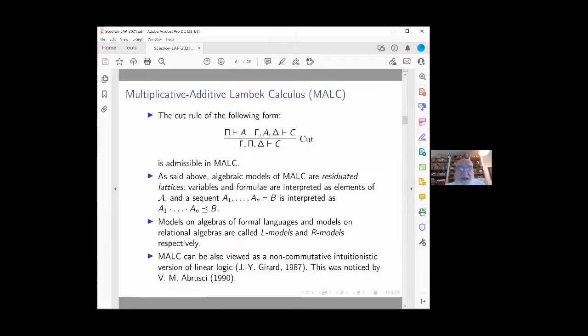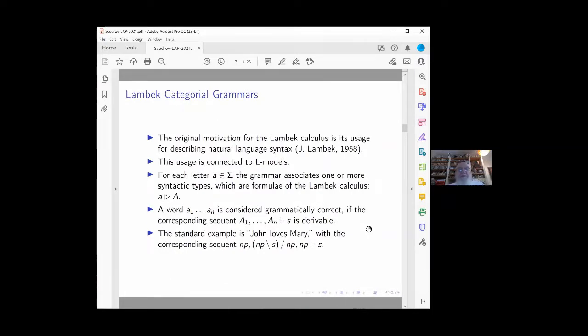Algebraic models are residuated lattices, and in particular, algebras of formal languages, my example 1, and relational algebras, example 2, I'm going to call L models and R models. Of course, the modern view is that this can be viewed as a non-commutative version of intuitionistic linear logic, and this was investigated in detail by Abrusci. I'd like to really acknowledge that work. Now, why did Lambek do this? He was interested in rules for describing natural language syntax. There's a very beautiful paper of his from 1958. And we can see this from the point of view of L models.